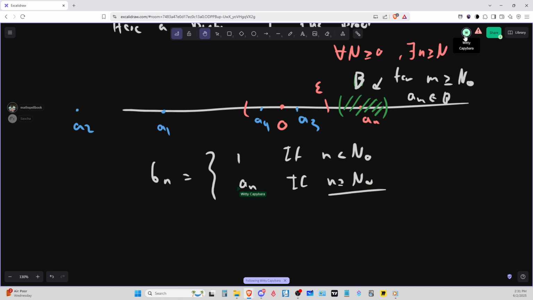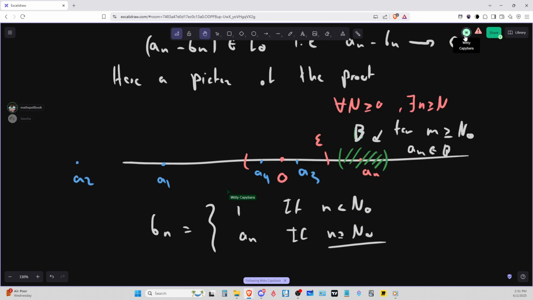Okay, so for what you set up here, b_n is equal to 1 if n is less than big N_0, right? You said it's a finite amount of terms, so let's say 5. Does that mean if it's b_1, b_2, b_3, b_4, b_5, those terms would just be 1, right? Yes, exactly.